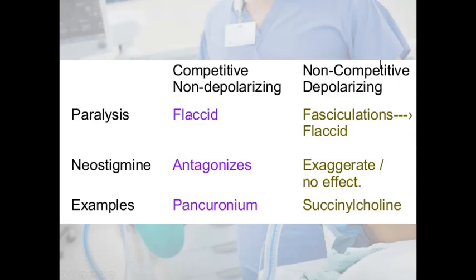This difference in the action potential is reflected here. You can see that with the non-depolarizing type of muscle relaxant there is flaccid paralysis, while with the depolarizing type, initially there are fasciculations. Why? Because there is generation of action potential, and then there is flaccid paralysis. Now, neostigmine is basically the reversal agent for the competitive or non-depolarizing type of muscle relaxant. We will talk about neostigmine later.